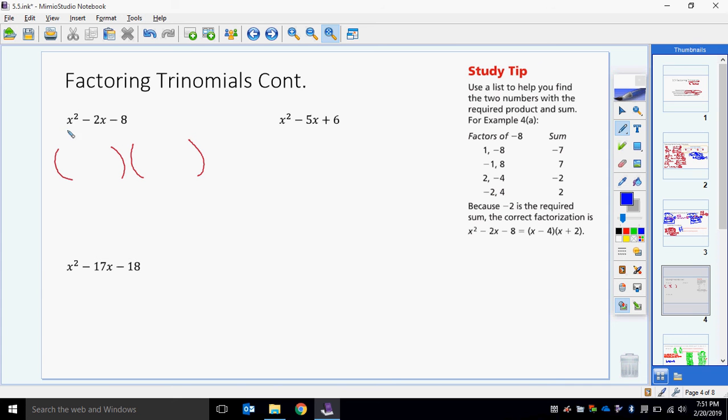Now I need them to sum to be this middle term. So which pair adds up to be negative 2? And if I take a 2 and a negative 4, add them together, I get negative 2. So those are my 2 numbers that I fill in to my parentheses. Positive 2 and negative 4. Now remember, I need x squared as my first term, so I need an x times an x to be my first FOIL.